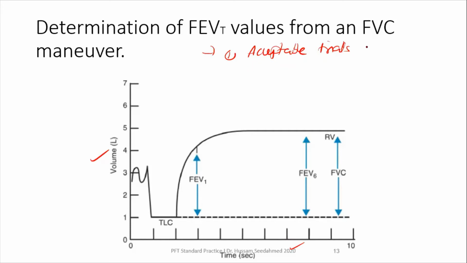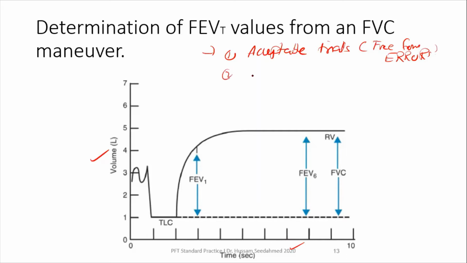What do I mean by the trials are acceptable? They should be free from errors. What are these errors? We will talk about them in the next section, that is the pitfalls. Like cough, early termination, glottic closure, mouthpiece obstruction. All of these are errors that hinder the trial from being acceptable. So number one, make sure that the trials are acceptable, that is, the tracings are free from errors.